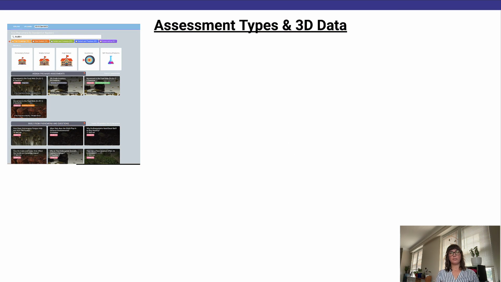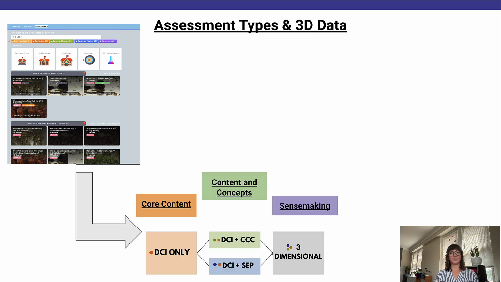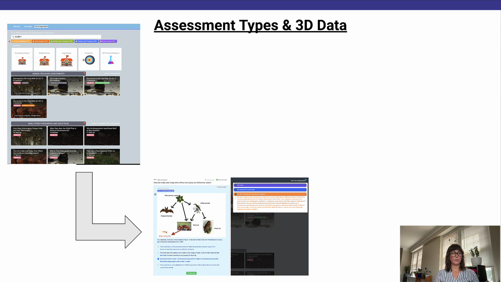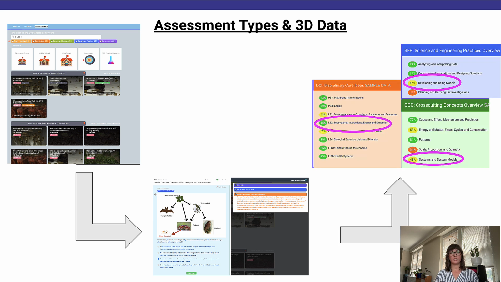On InnerOrbit, you can find multiple phenomena for every NGSS performance expectation, and you can use the 3 question types we just discussed to build any type of assessment that you want. After you've assessed your students, you will have access to detailed 3-dimensional data so that you know where your students are excelling and where they might be struggling.